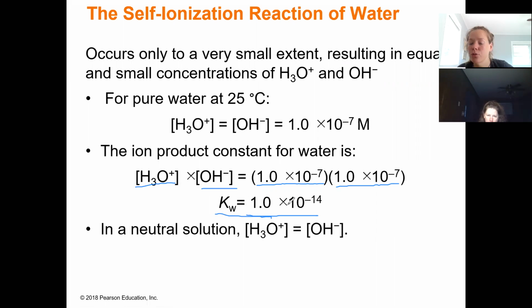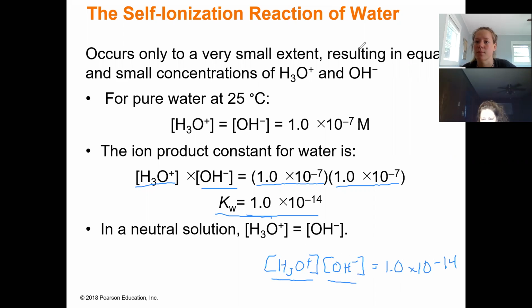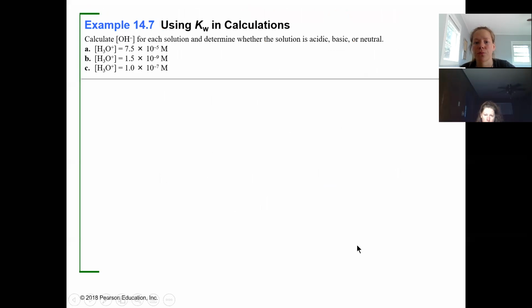And this is in fact true for any solution. So the amount of H3O plus in solution times the amount of OH minus in solution will always equal 1.0 times 10 to the negative 14. That's not just for water, that's for hydrochloric acid, it's for sodium hydroxide. Anytime you have a solution, this concentration times this concentration will always equal this. And we'll do some calculations. If we're in a neutral solution, these two things would equal each other, right? The amount of acid would equal the amount of base, making it neutral.